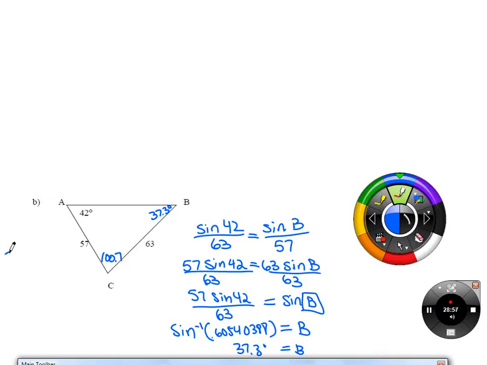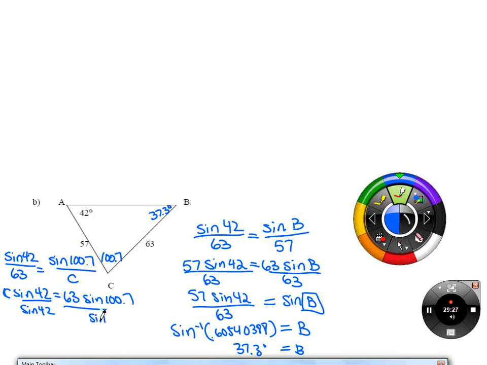So now I can set up sine of 42 over 63. Okay. That angle side ratio that I have is now equal to the sine of 100.7 over C. And then I'm able to solve for side length C. So then you'll type all that into the calculator and get what C is equal to, which should give you 92.5.